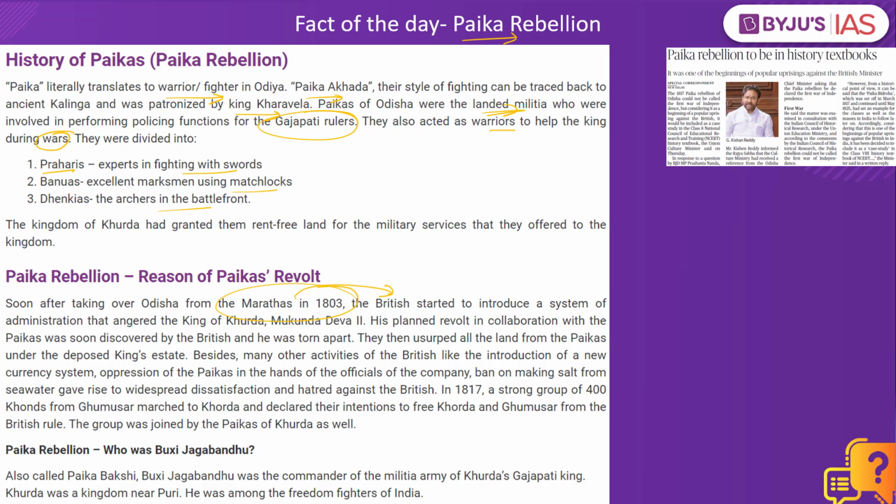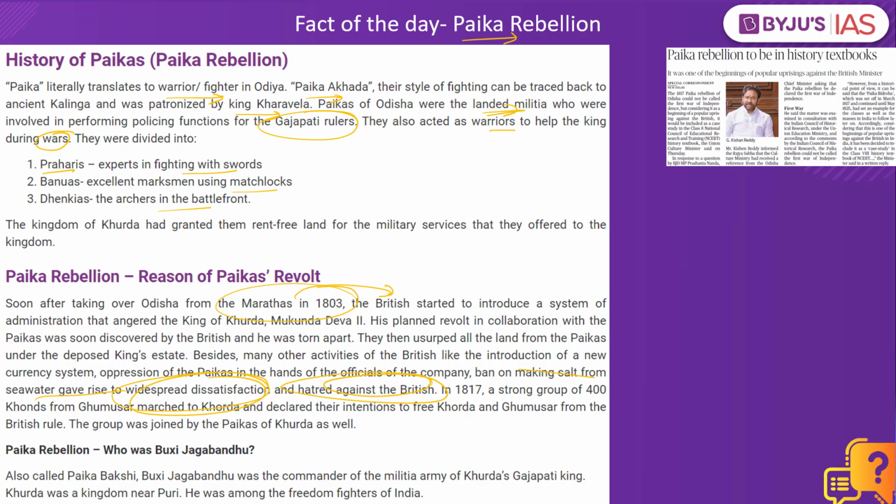And what does the British Empire do? It started making changes to the administrative apparatus. One, they started imposing exorbitant taxes on these lands, which were given free of cost by the Gajapati rulers to the Paikas, and at the same time the Paikas were not allowed to make salt from seawater, and this gave widespread dissatisfaction and hatred against the British. So they rose up against the British: one, because their free lands were snatched away; two, because exorbitant tax rates were imposed; and finally, they were not allowed to make salt from seawater. As a result of all these issues, the Paikas went against the British Empire.